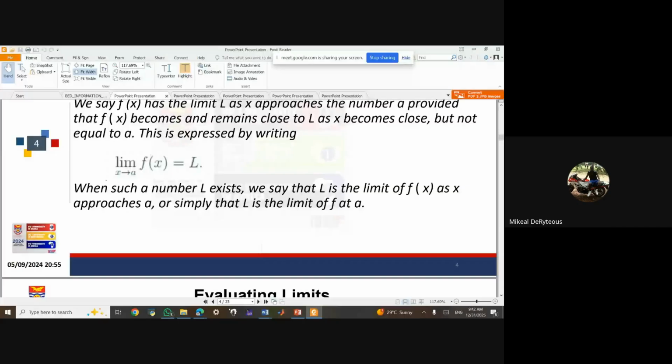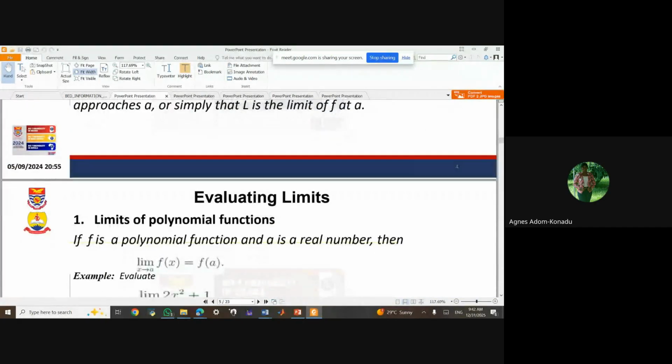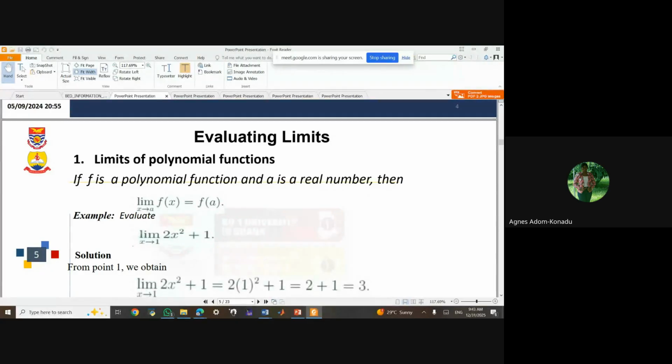So let's look at how to evaluate limits. You have to look at the type of function that you are looking at. The first one we want to look at is how to evaluate polynomial functions. I hope you know polynomial functions. Do you know polynomial functions? Yes, please. Give me an example of a polynomial function.